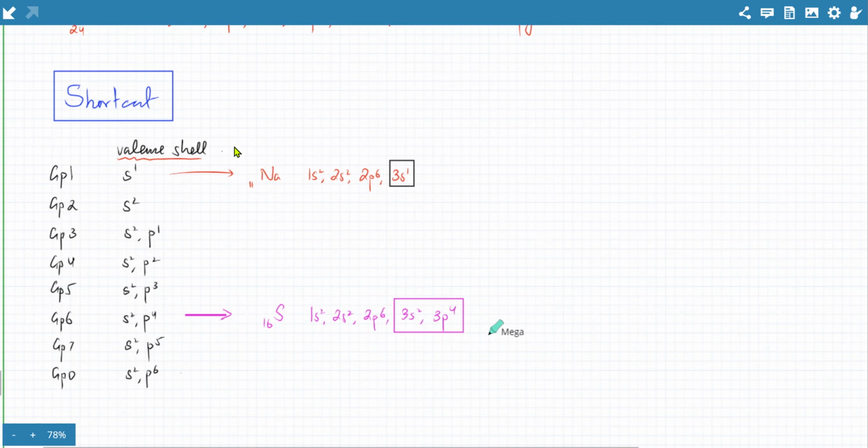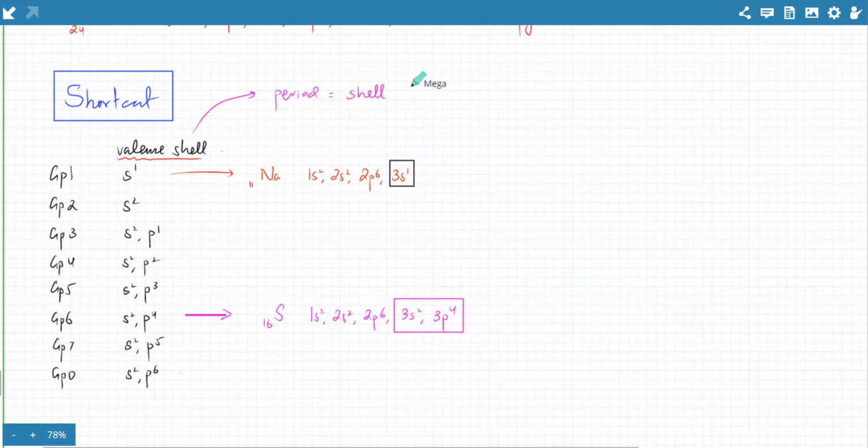And one other thing is, how do you figure out whether it's going to be a 3s or a 2s, without writing the electronic configuration? Because over here I've written only the subshell. I haven't told you how to figure out the shell. To figure out the outermost shell is easy. For any element, the period in which it is in the periodic table is the shell number.